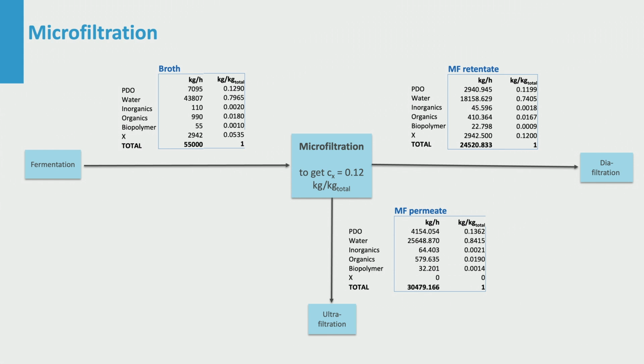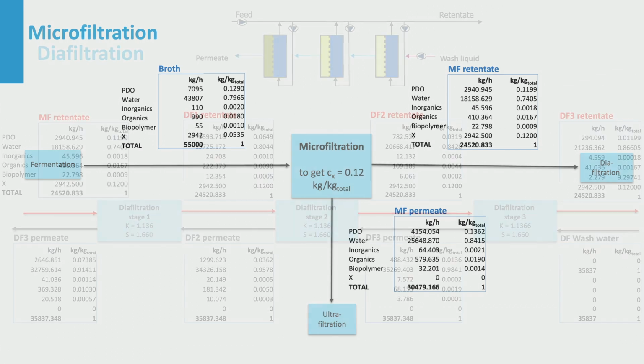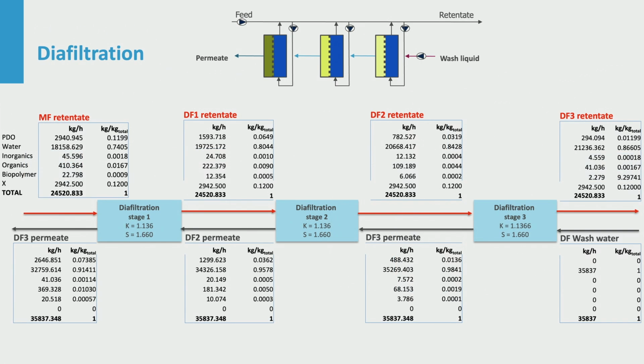In this way, 41% of the PDO would be lost with the removed cells if these wouldn't be washed by diafiltration. Countercurrent diafiltration in 3 stages is useful for washing the retentate from microfiltration, which is the feed here. Water is the wash liquid. Gradually, the cell suspension gets depleted from solutes. On the other hand, the wash water becomes more concentrated in solutes in each next permeate.